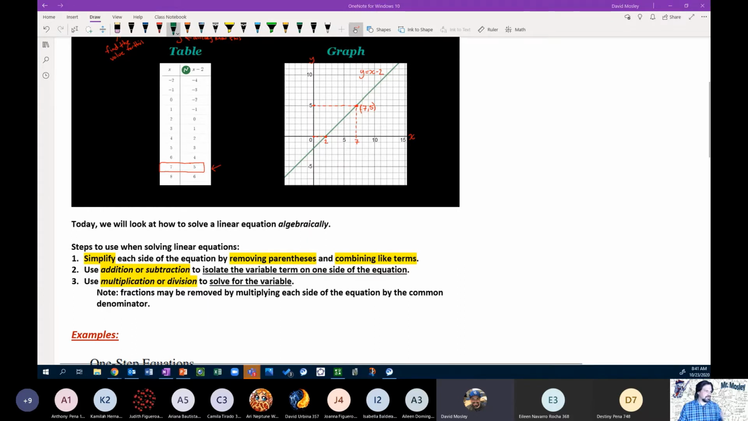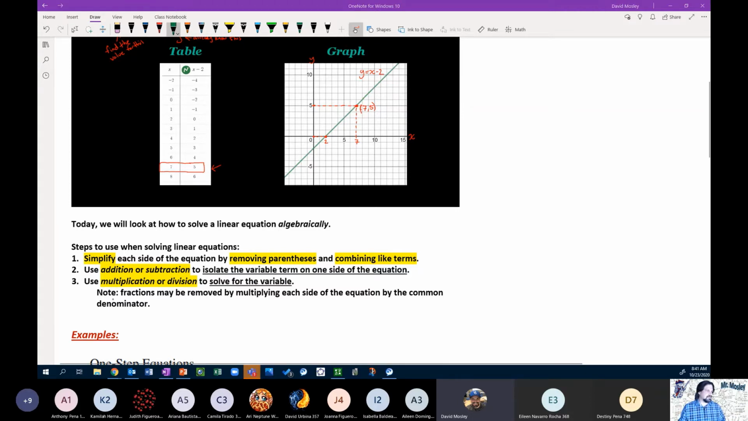Step 3, we're going to use multiplication or division to solve for the variable. If there is a coefficient still left with our variable, like a number attached to x, we need to get rid of that number by multiplying or dividing by some number, so that all I'm left with is 1x on one side of the equal sign and a number on the other side.